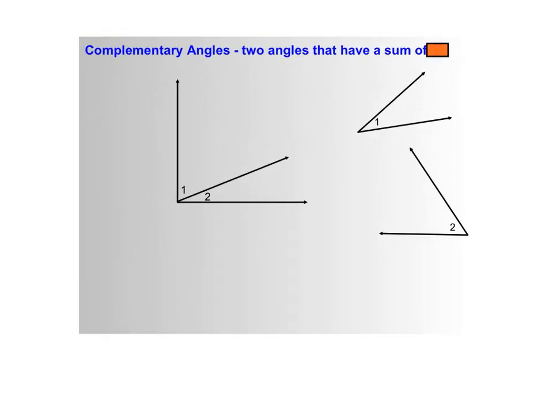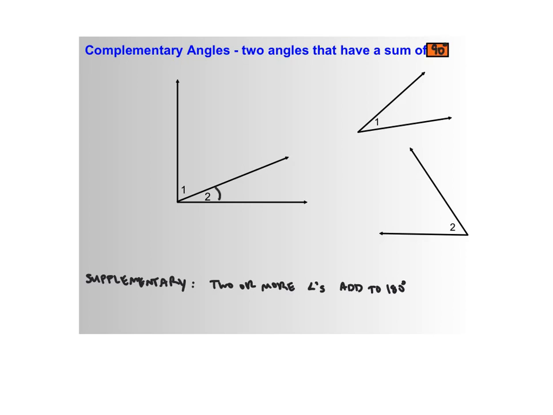We talked about supplementary angles. We said that supplementary means two or more angles that add to 180 degrees. Complementary angles are two or more angles that add to 90 degrees.